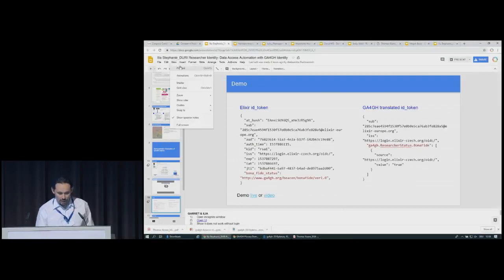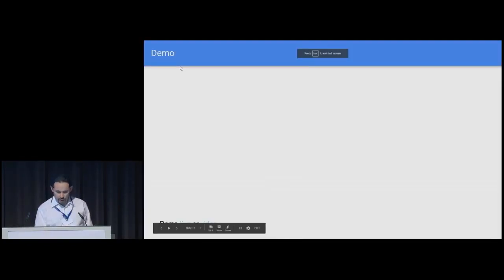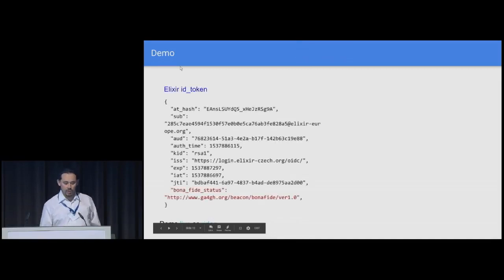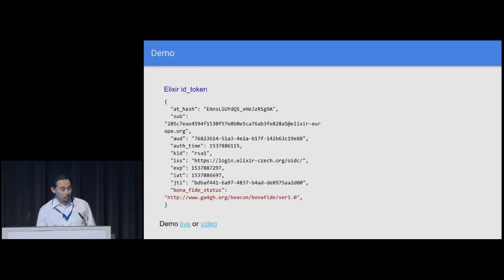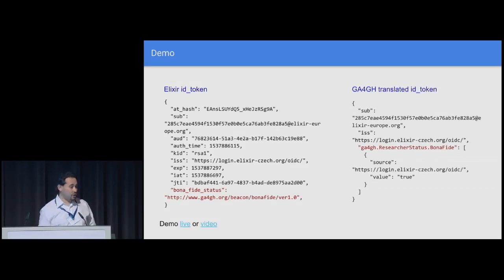Okay, so what's actually happening here, just to show some JSON, is that we have an Elixir ID token, which is transmitting claims today in the language of Elixir. It's being translated into GA4GH claims, which is part of that draft standard that we are creating. And so this GA4GH researcher status bona fide is what gets evaluated against the configuration. Again, the idea here is that as a data source owner, you should be able to express your configuration in one language so that you don't have to learn about the intricacies of what claims might be coming from each particular IDP.